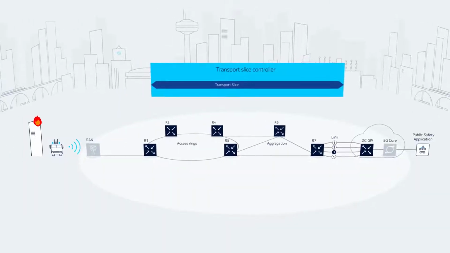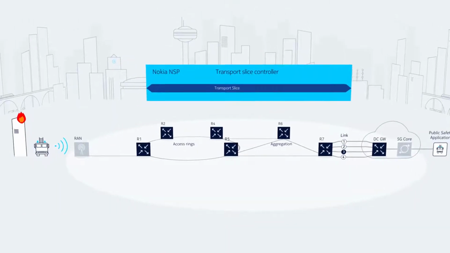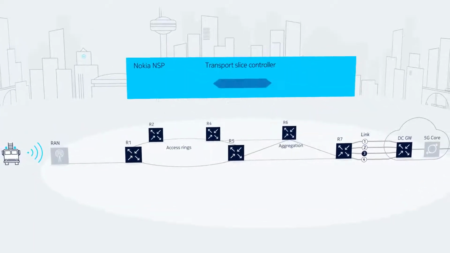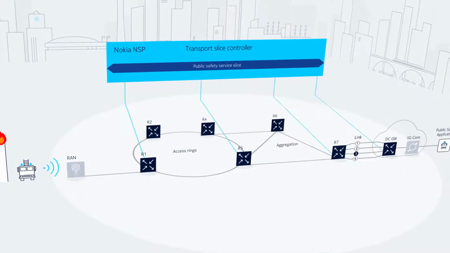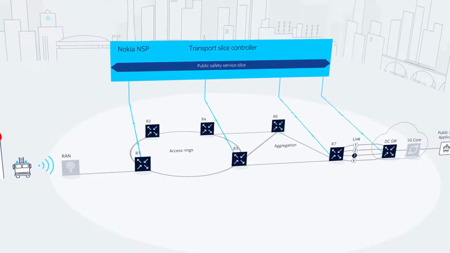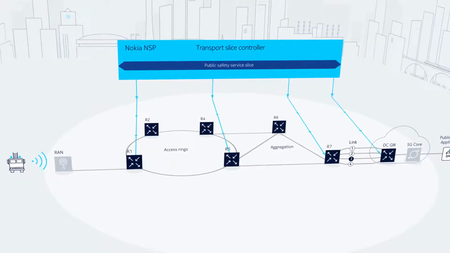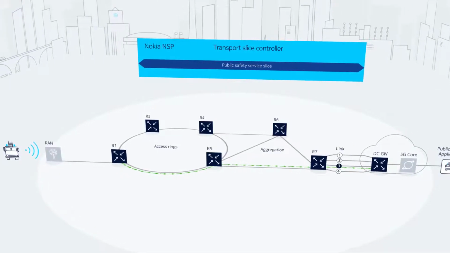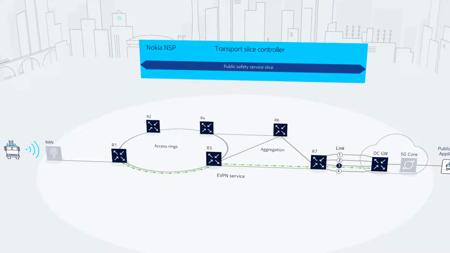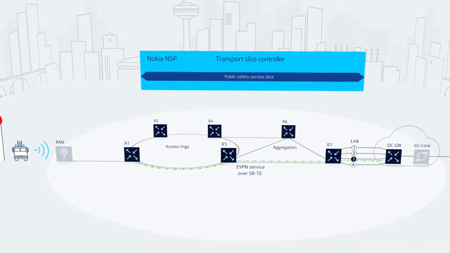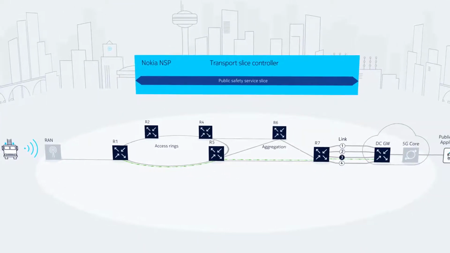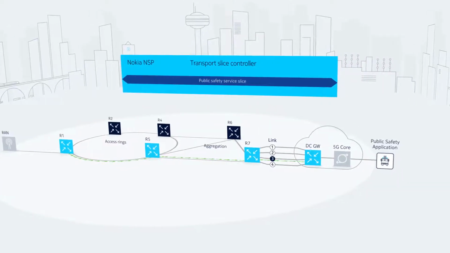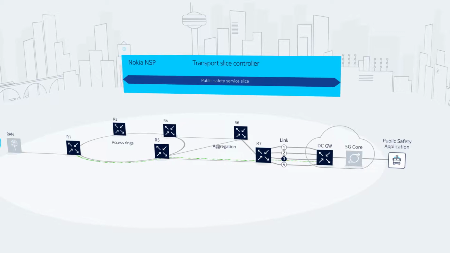Focusing on the IP routing transport domain, the Nokia Network Services Platform, a software-defined networking platform, uses its transport slice controller function to set up connectivity for the public safety transport slice between the RAN and the core endpoints. It does this by setting up services, tunnels, and paths using, for example, EVPN over traffic-engineered segment routing tunnels. The routers in the path will allocate resources to this service to create the transport section of the end-to-end service slice.